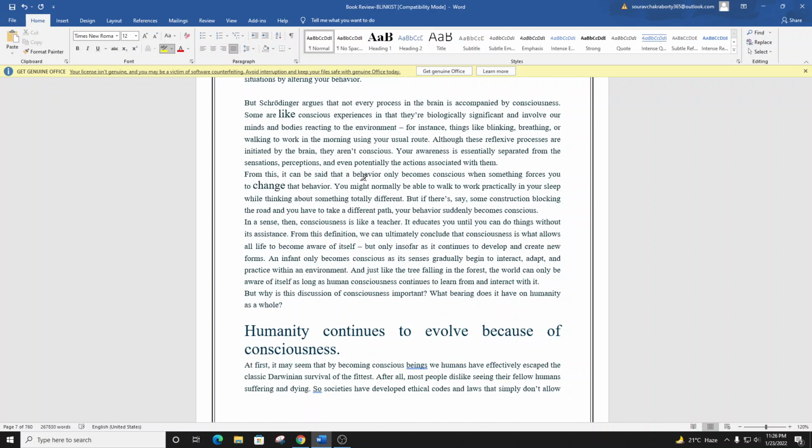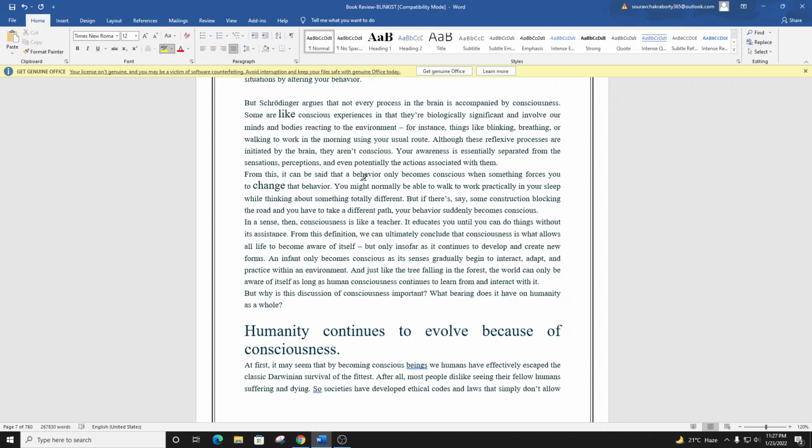Some are like conscious experiences in that they're biologically significant and involve our minds and bodies reacting to the environment. For instance, things like blinking, breathing, or walking to work in the morning using your usual route. Although these reflexive processes are initiated by the brain, they aren't conscious. Your awareness is essentially separated from the sensations, perceptions, and even potentially the actions associated with them.